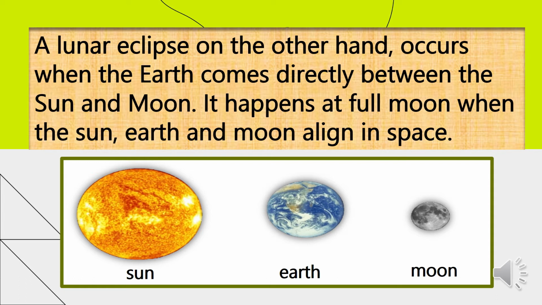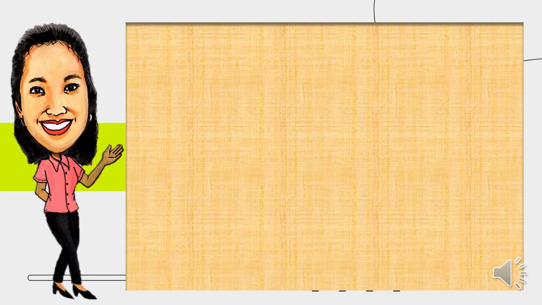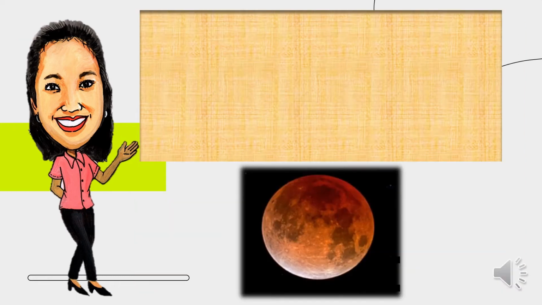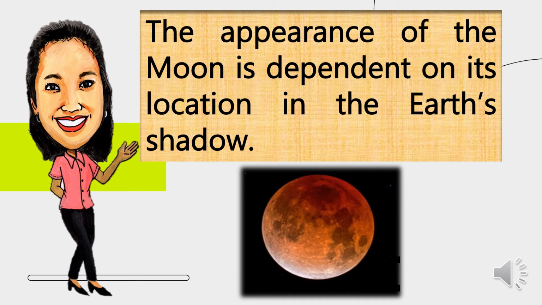A lunar eclipse, on the other hand, occurs when the earth comes directly between the sun and the moon. It happens at full moon when the sun, earth, and moon align in space. During lunar eclipse, the earth completely blocks the moon from the sun, and the shadow of the earth falls upon the moon. The earth now casts a wider shadow on the moon, and it also has an umbra and penumbra. The appearance of the moon is dependent on its location in the earth's shadow.